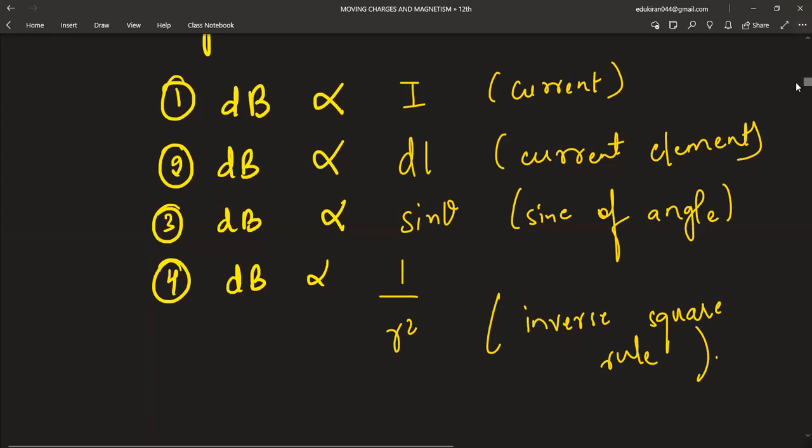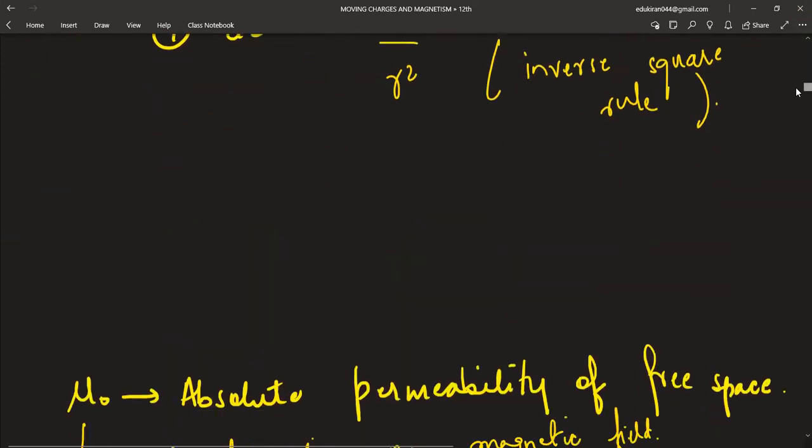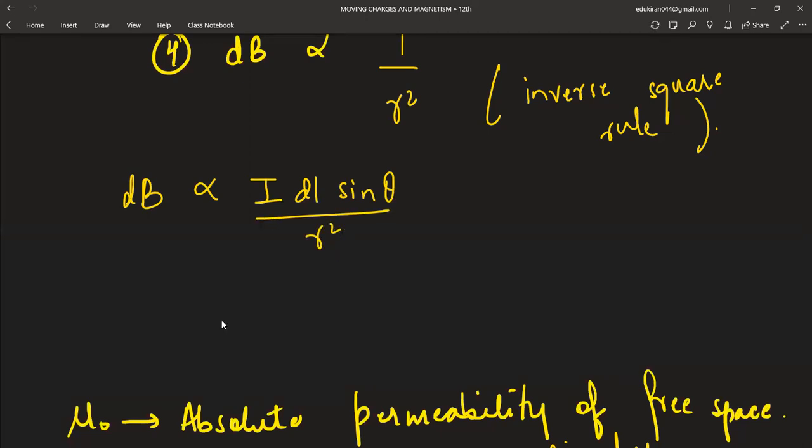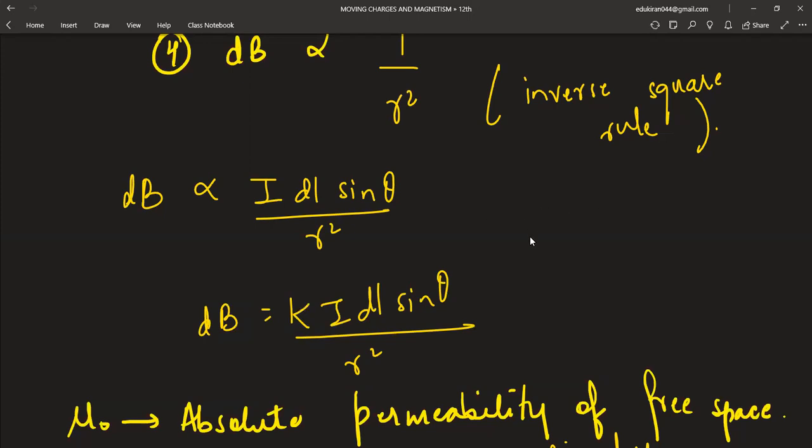Now, look. So dB is proportional to all of these. So if I combine and write, what should I get? See, dB is directly proportional to I dl sine theta by r squared. So here also we'll get a constant. dB is equal to constant times I dl sine theta divided by r squared. So the value of the constant that we write over here is mu naught by 4 pi.